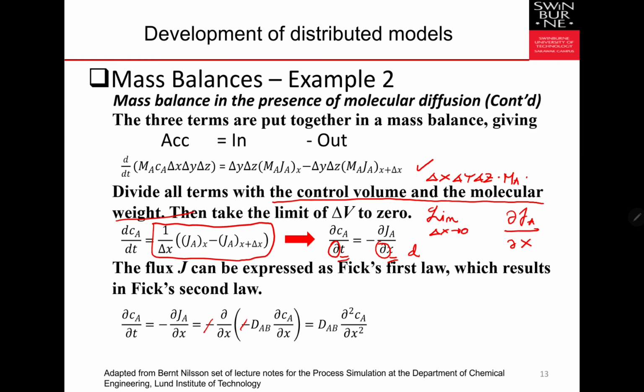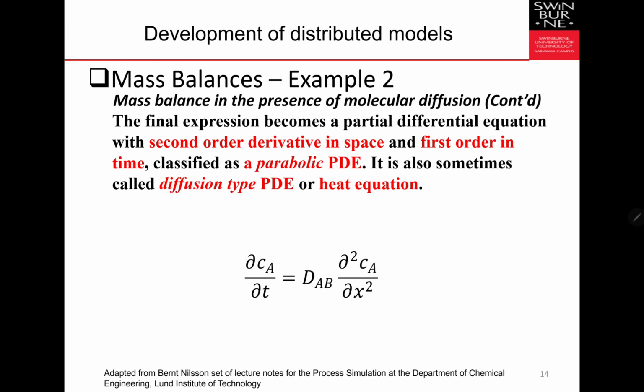This one will cancel out. This one is basically Fick's first law. So what we have here is Fick's second law. The final expression here is a partial differential equation with a second order derivative in space. This one is second order, and this one is first order in time. This particular PDE is called a parabolic PDE, also known as a diffusion type PDE or heat equation.